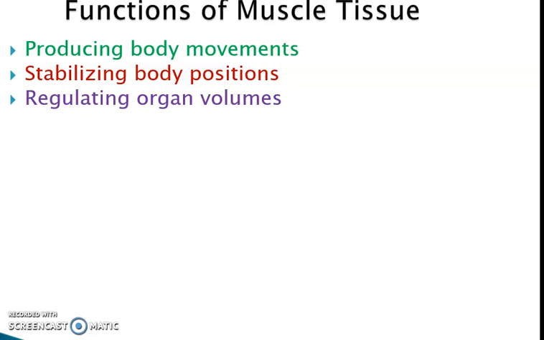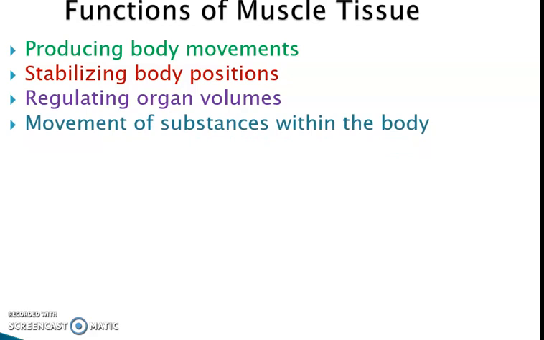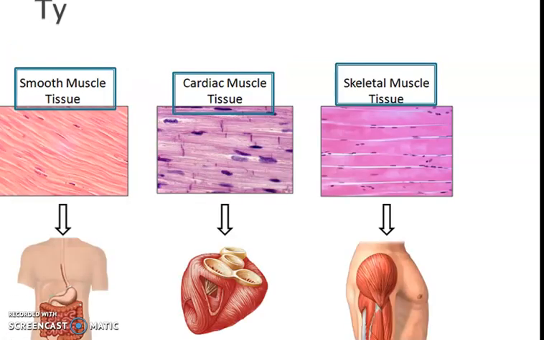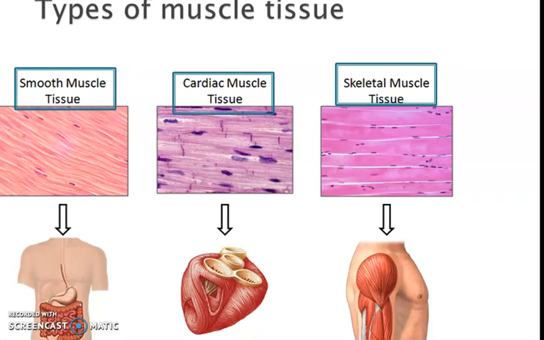Regulating organ volumes, like your stomach or your bladder. Movement of substances within the body. We'll talk about that when we get to digestion and lymphatics and circulation. Producing heat, shivering.